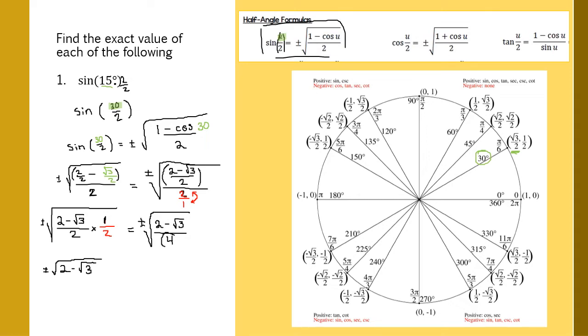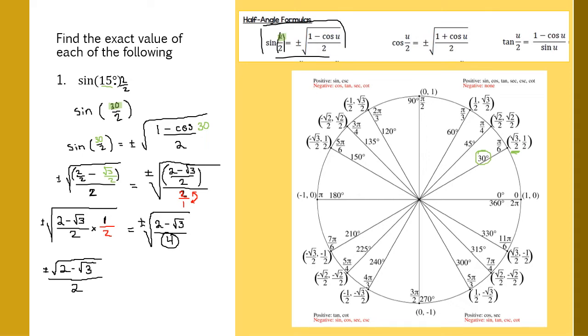However, this denominator, we can take the square root of 4. The square root of 4 is a whole number, 2. So that is my simplified answer. The sine of 15 degrees is exactly equal to plus or minus root 2 minus root 3, all over 2.